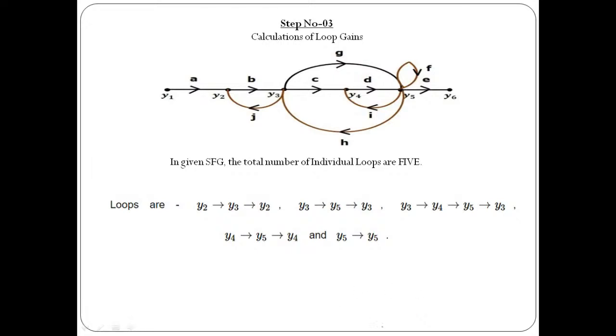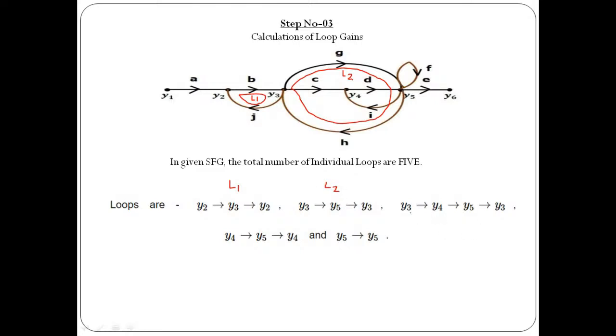The loops are like L2, L3, then coming back to L2. This will be the first loop. See, L2, L3, and then coming back to L2. This will be your loop 1. Then the second loop is L3, L5, and then coming back to L3. This will be your loop number 2.